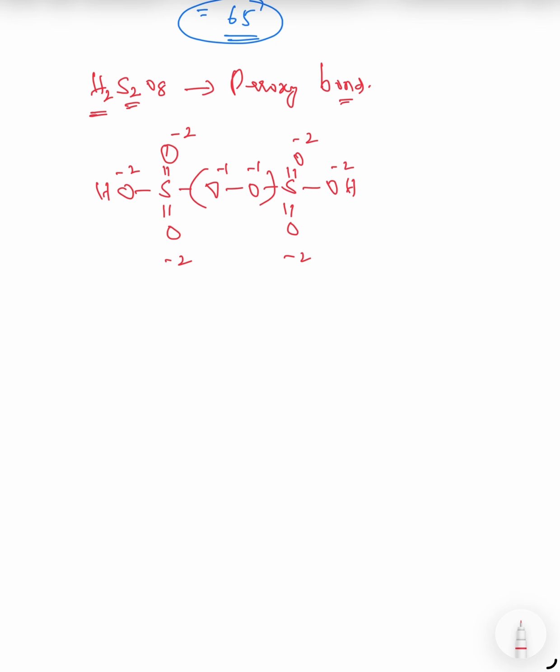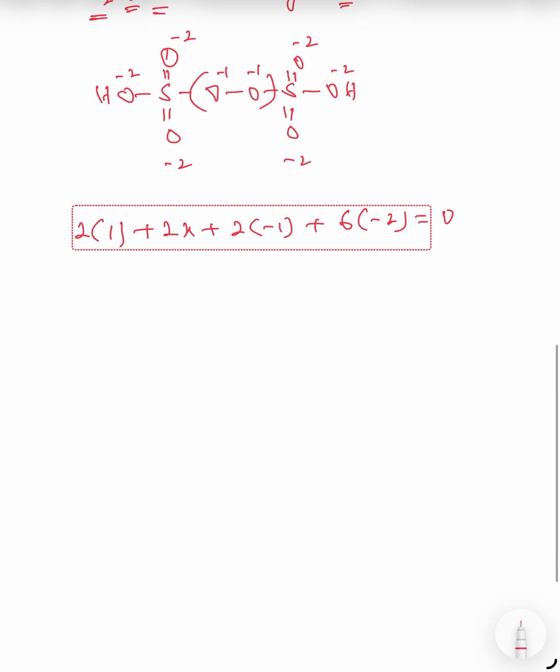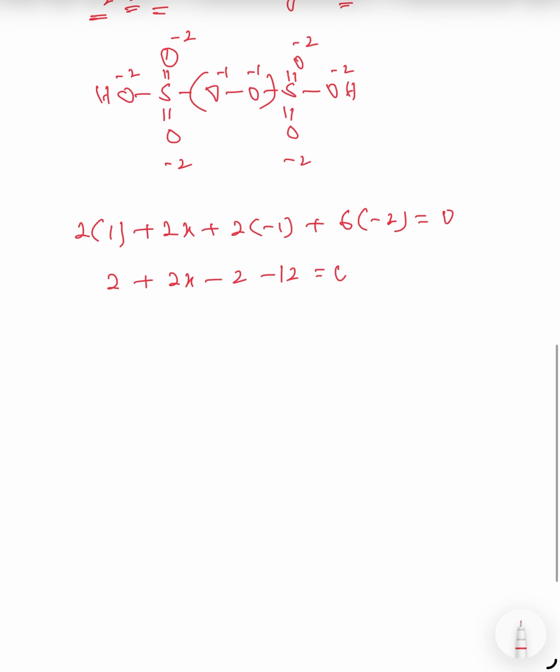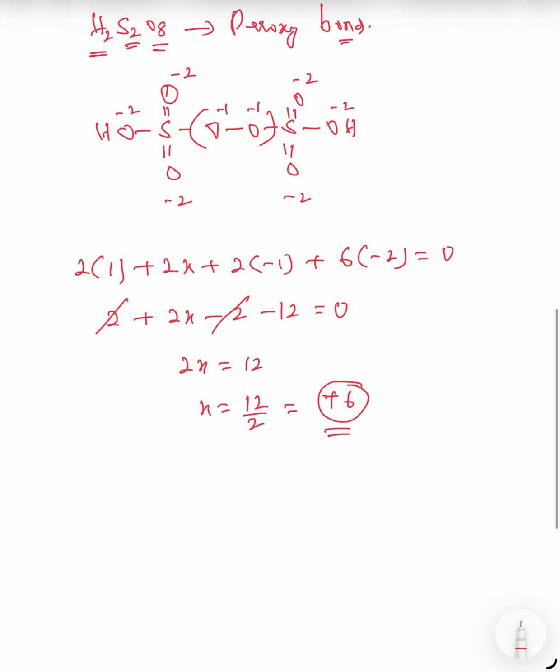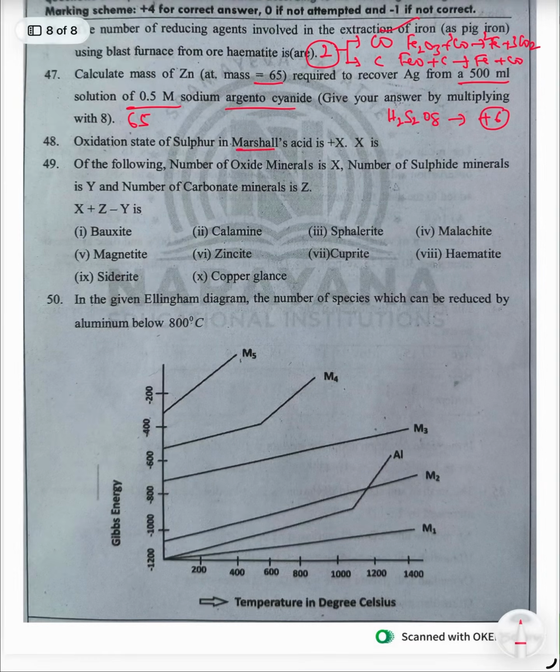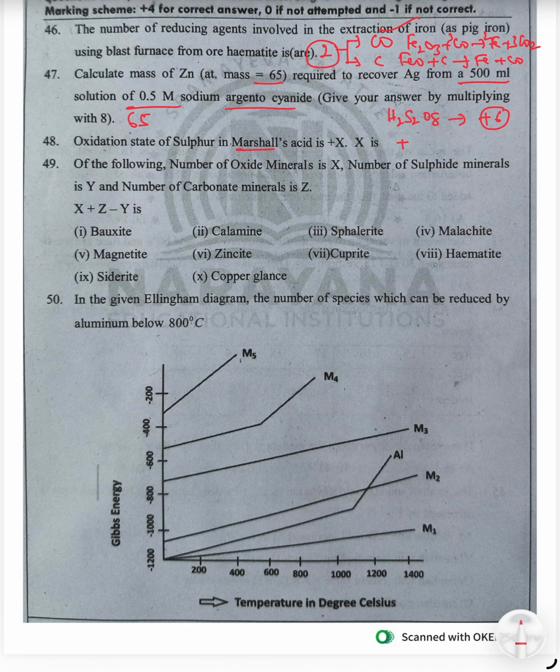So total 2 hydrogens are there. Each hydrogen +1, 2 sulfurs 2x, and out of 8 oxygens, 2 oxygens have -1 oxidation state, the remaining 6 oxygens have -2, which is equal to 0. Then that is 2 + 2x - 2 - 12 = 0, the 2 and -2 cancel, 2x = 12, x = 12 by 2, that is +6, the oxidation state of sulfur in Marshall's acid, peroxydisulfuric acid. So it is +6.